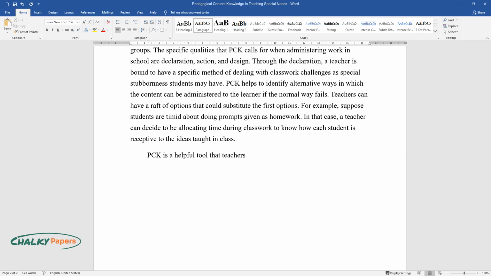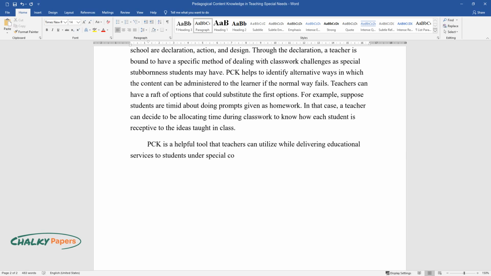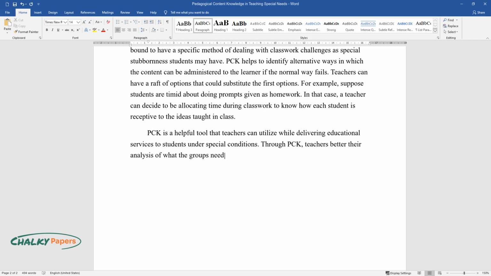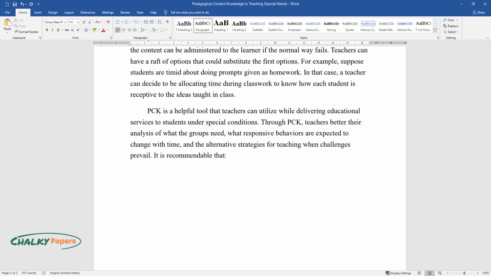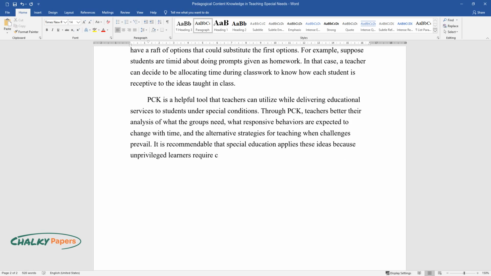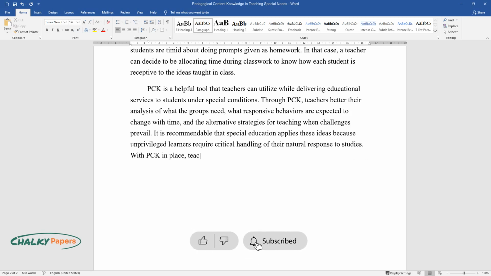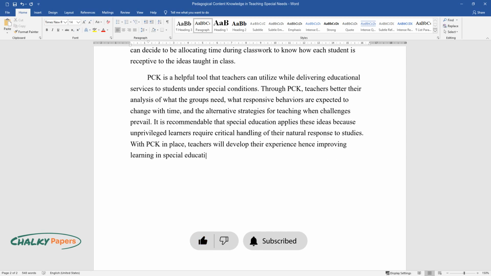PCK is a helpful tool that teachers can utilize while delivering educational services to students under special conditions. Through PCK, teachers better their analysis of what the groups need, what responsive behaviors are expected to change with time, and the alternative strategies for teaching when challenges prevail. It is recommendable that special education applies these ideas because unprivileged learners require critical handling of their natural response to studies. With PCK in place, teachers will develop their experience, hence improving learning in special education institutions.